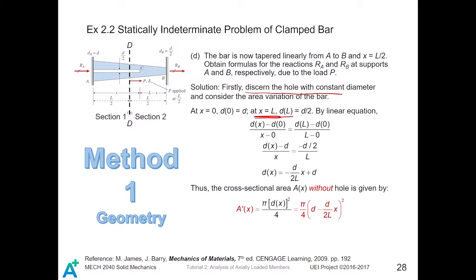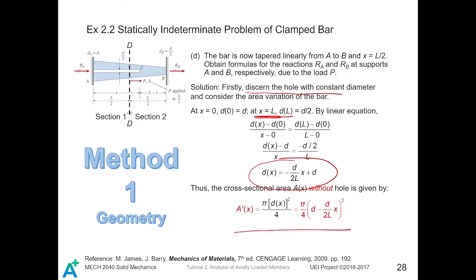Since the bar is tapered, the diameter of the bar is varying linearly from x equals 0 to x equals L. Therefore, we try to find the linear relationship of its diameter by using this method, which has already been taught in your secondary school. Then, you do the simplification to obtain the diameter, which is minus d over 2L times x plus d. Therefore, the cross-sectional area A(x) without hole is given by this.